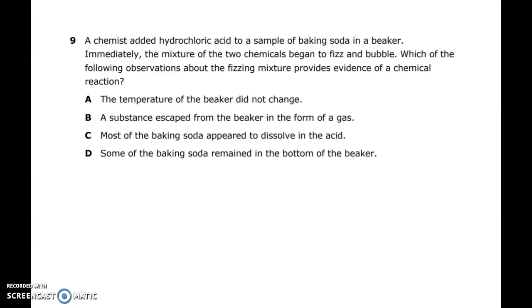A. The temperature of the beaker did not change. B. A substance escaped from the beaker in the form of a gas. C. Most of the baking soda appeared to dissolve in the acid. D. Some of the baking soda remained at the bottom of the beaker.